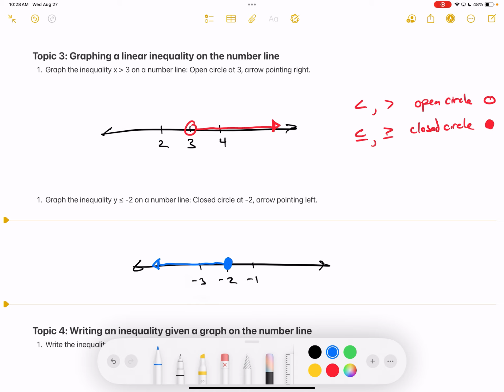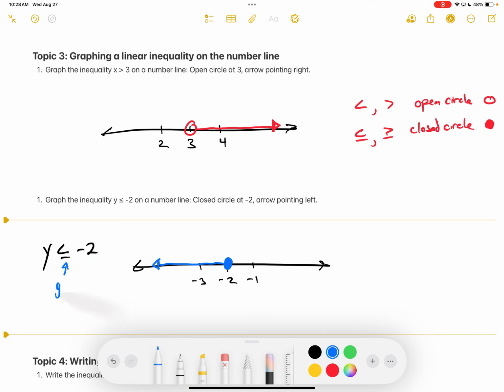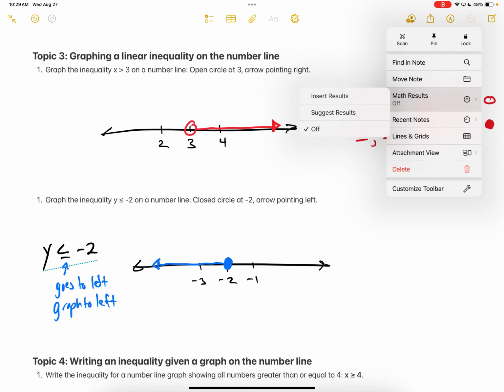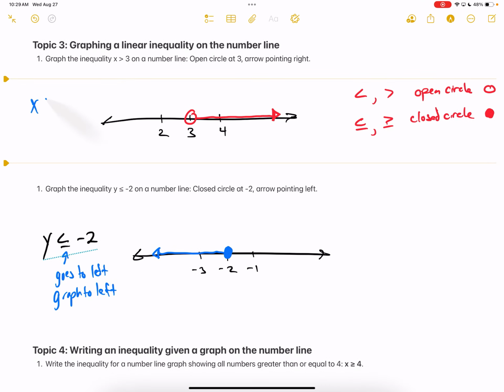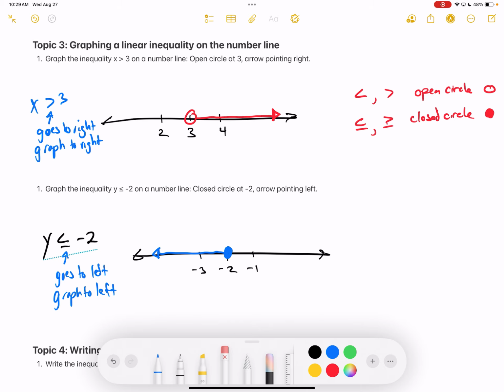Okay. The way that I remember this, this kind of cheat code here, only works if your variable's on the left, like y is less than or equal to -2. This goes to the left. So my graph is going to go to the left. We almost always solve with the variable on the left, so that rule will always work if the variable's on the left. So like on this one up here, x is greater than 3, that goes to the right. So my graph goes to the right. And that theory, like I said, will always work if the variable's on the left.